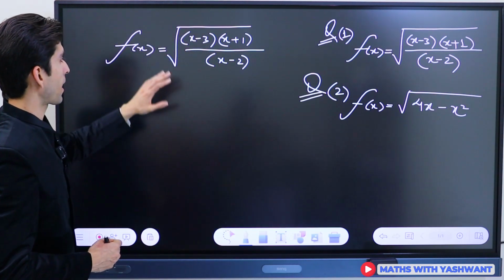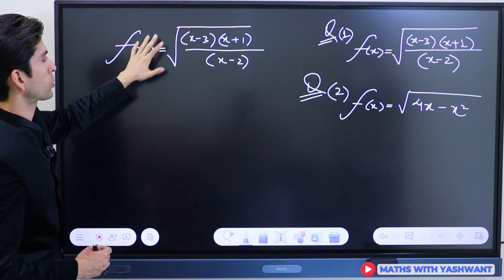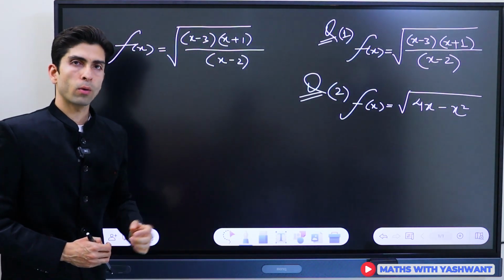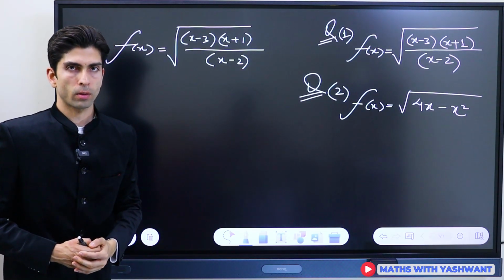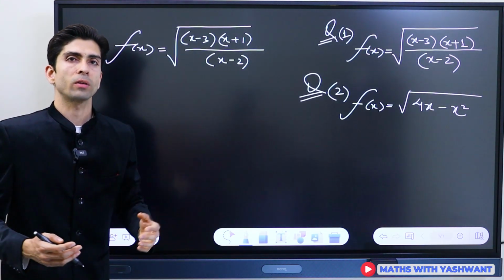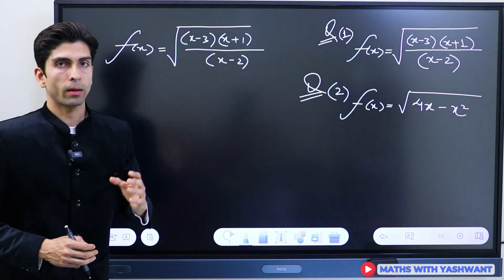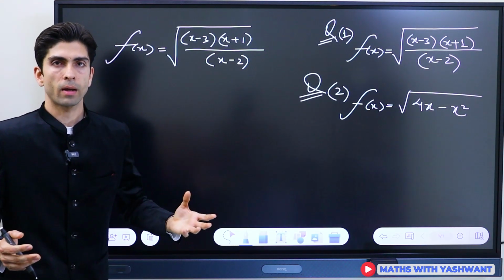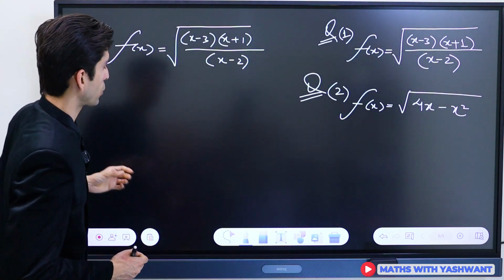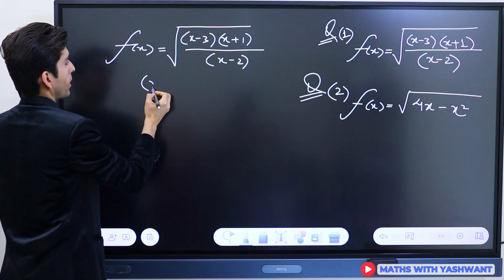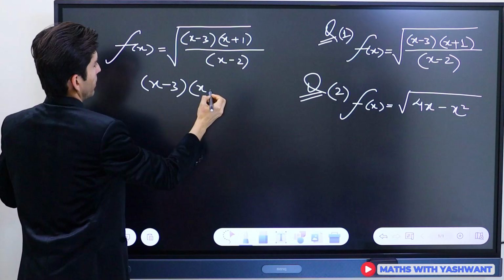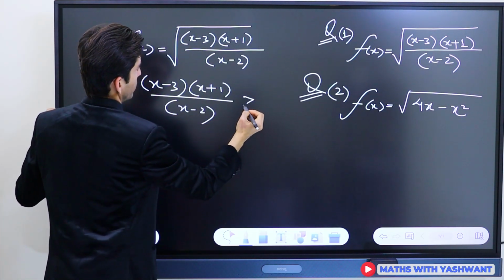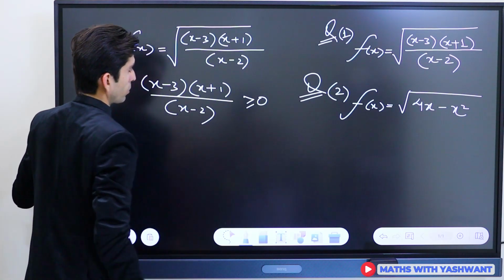The first question: we have f of x equals square root of (x minus 3)(x plus 1) upon (x minus 2). Now, as you all know, whenever we have a square root function, that means some expression is written inside the square root sign. Then if we want to find the domain for that type of function, we have to make sure that whatever is written inside the square root sign has to be either positive or equal to 0.